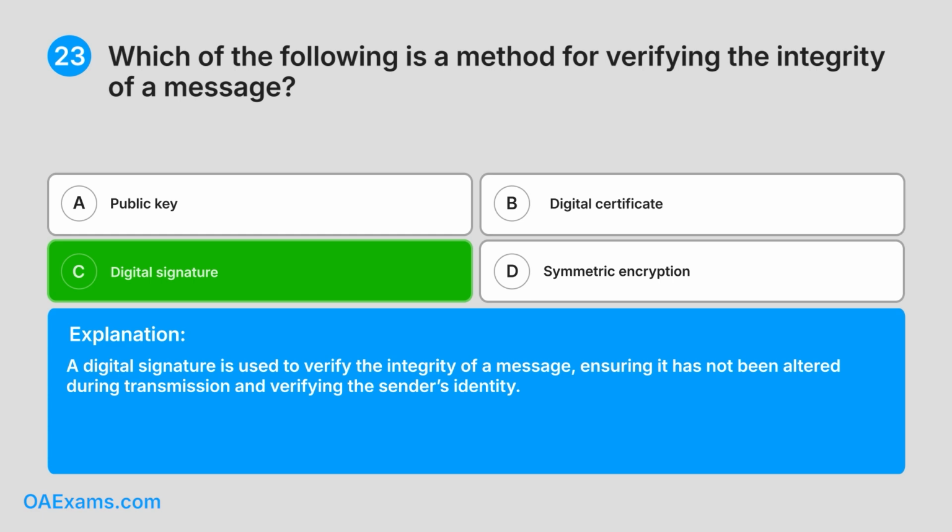Explanation: A digital signature is used to verify the integrity of a message, ensuring it has not been altered during transmission, and verifying the sender's identity.